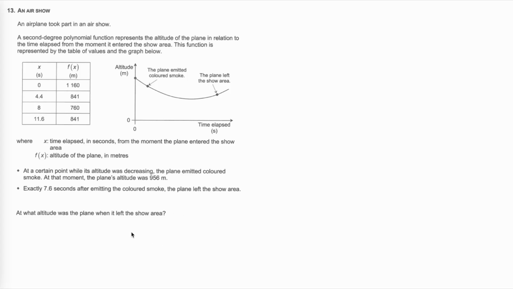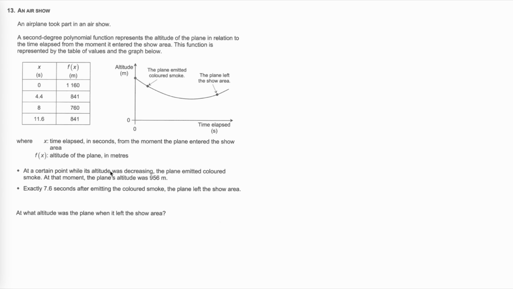Question 13. An airplane took part in an air show. A second-degree polynomial function represents the altitude of the plane in relation to the time elapsed from the moment it entered the show area. The function is represented by the table of values and the graph below, where x is the time elapsed in seconds from the moment the plane entered the show area. F of x is the altitude of the plane in meters.